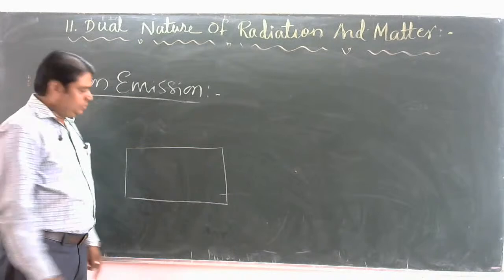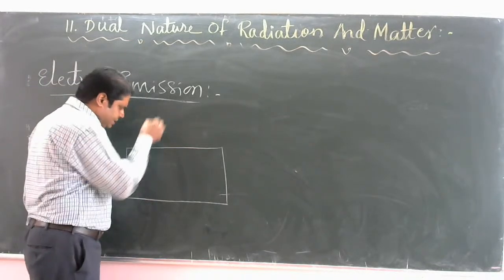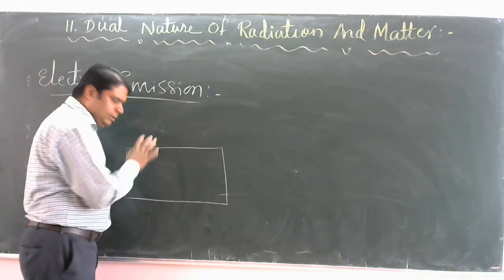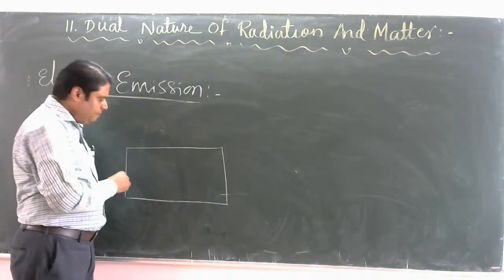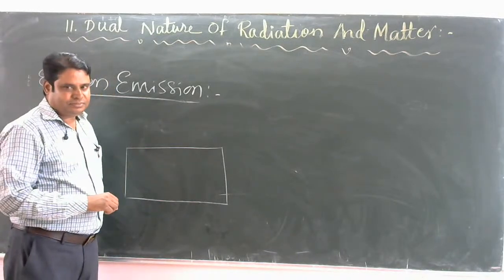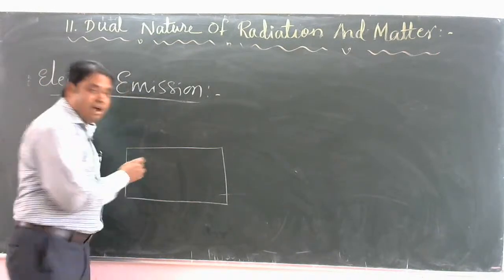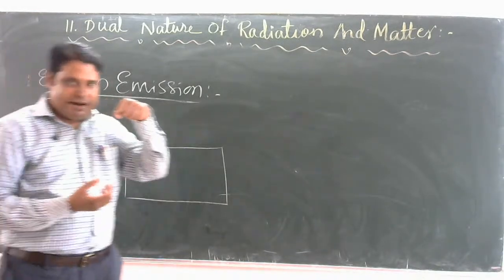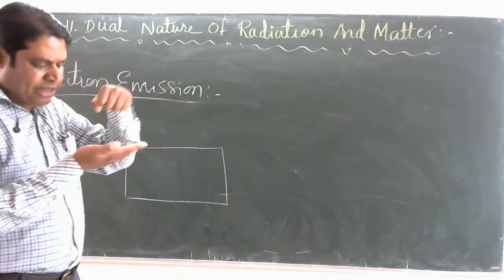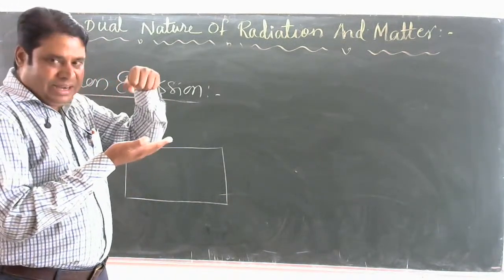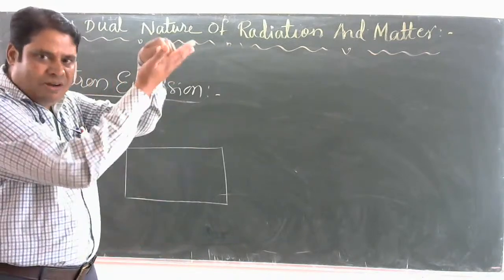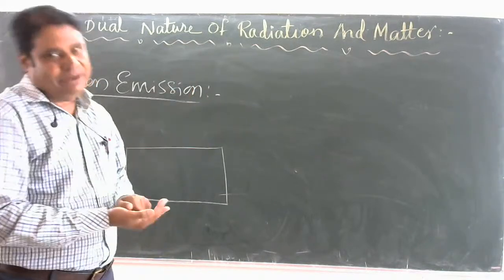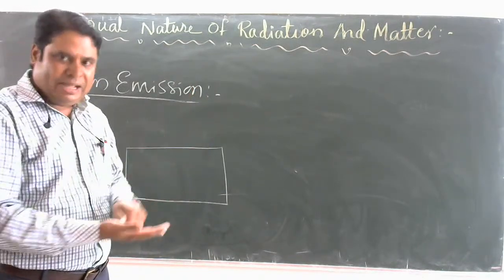What do you observe? When an electron is removed from this metal surface, this surface acquires positive charge. Electron is a negatively charged particle, we know. Your surface acquires positive charge, and hence this electron is recollected, or it is taken back by the metal surface. It's taken back by the metal surface.